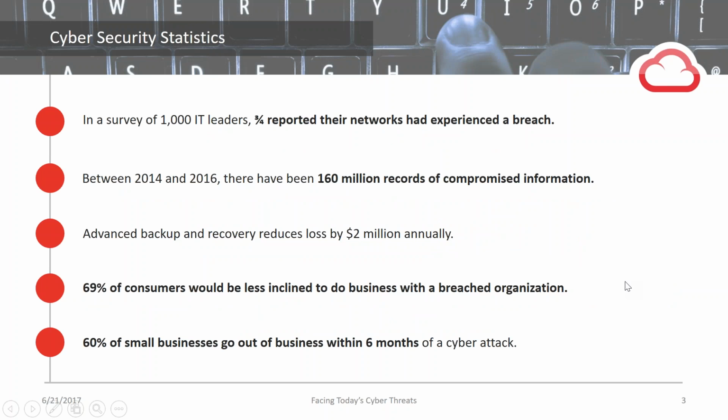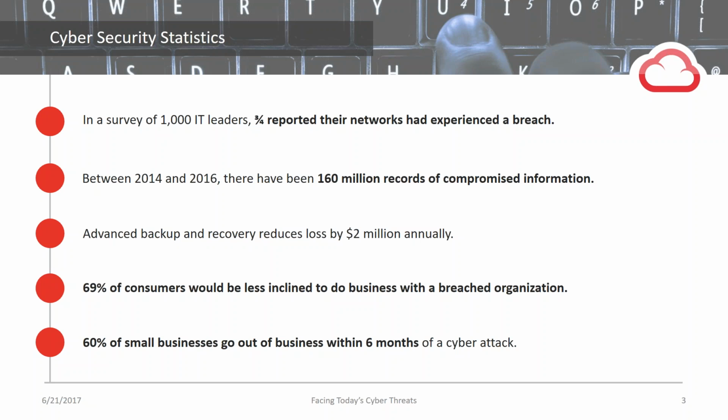Business impact of exploits and security-related incidents throughout the world. In a survey, 3/4 of IT leaders reported that their networks had some type of a breach. In the past 2 years, 160 million records of compromised information have been exploited. That's a pretty decent number. Backup and advanced recovery can help reduce some of that by about $2 million annually, and there are additional mechanisms that we can put in place to not only prevent but also identify breaches.